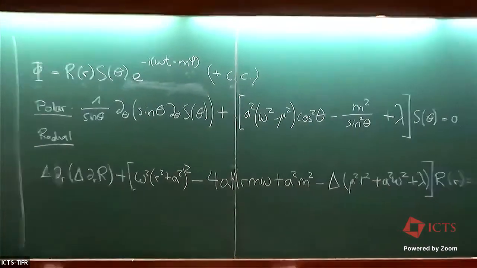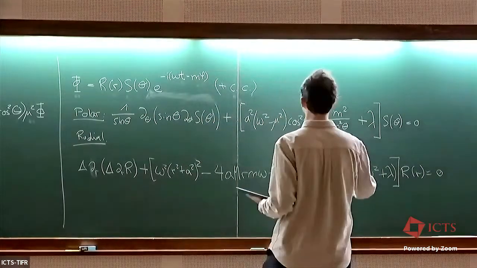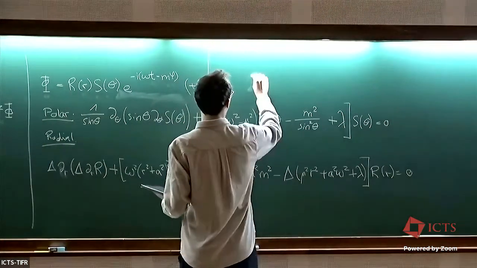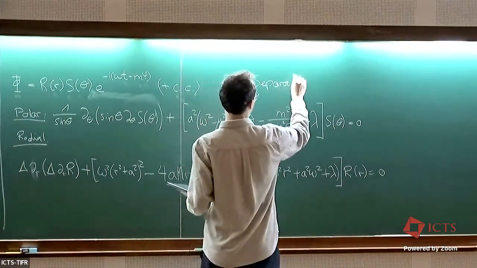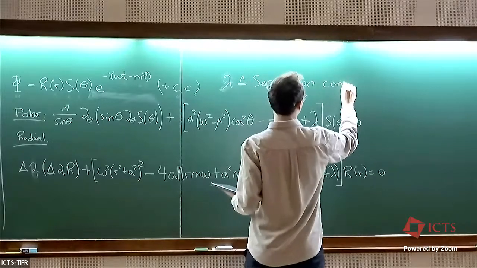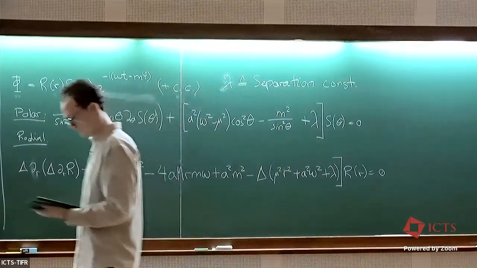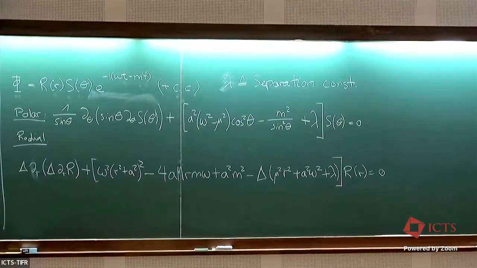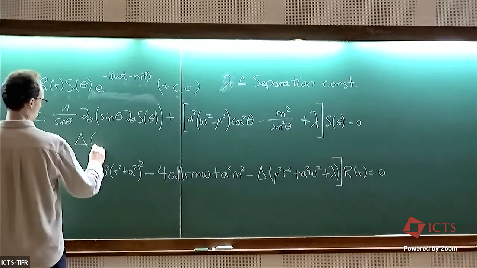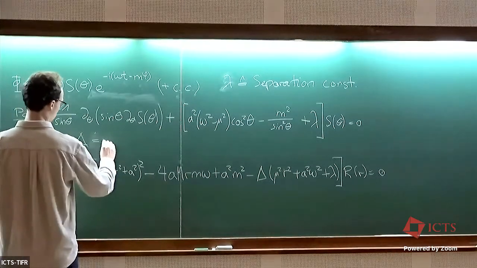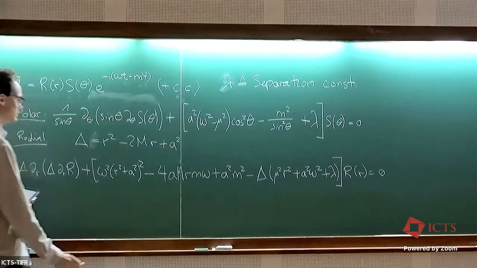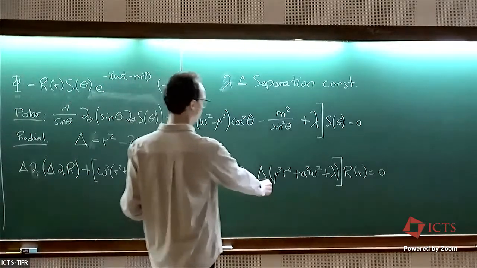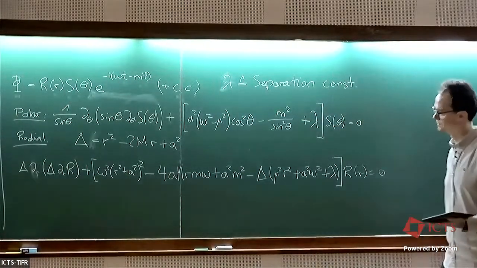Okay, so here the lambda is the separation constant that I implicitly introduced. Right, and I should probably remind you that this delta is just a function of r and explicitly given by this. And so it only appears in the radial equation.